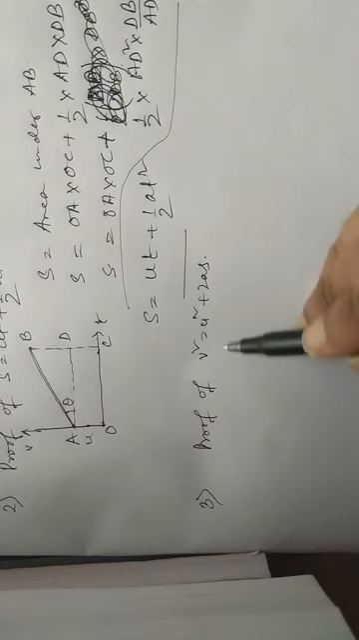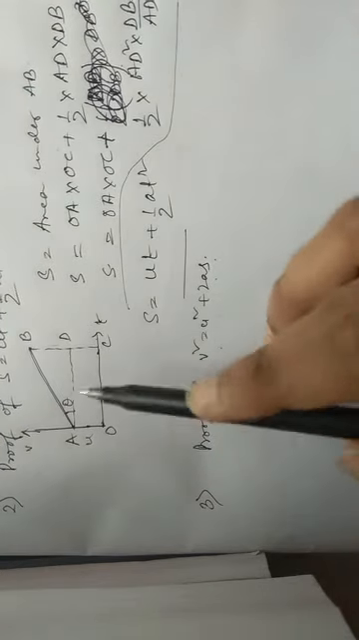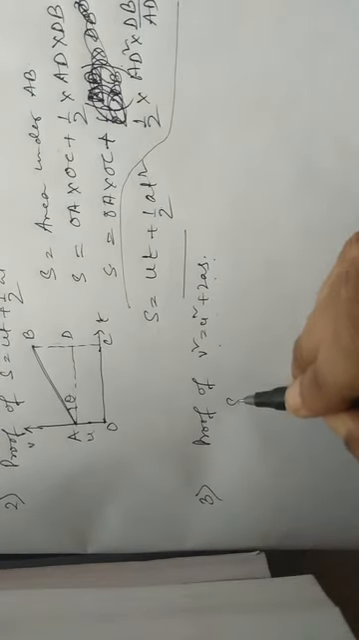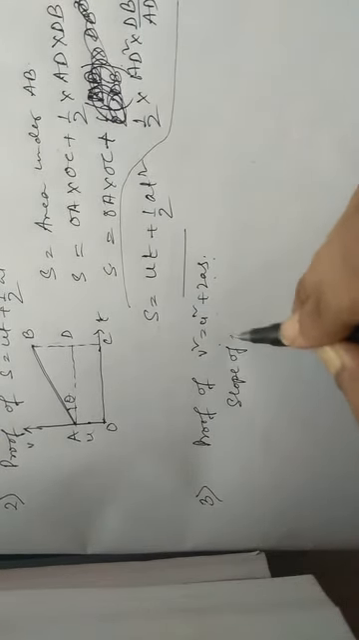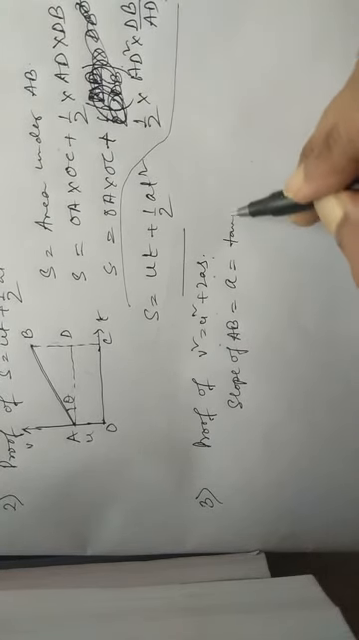Now proof of V square is equal to U square plus 2AS. For the same graph, slope of AB, we know it as A equal to tan theta.